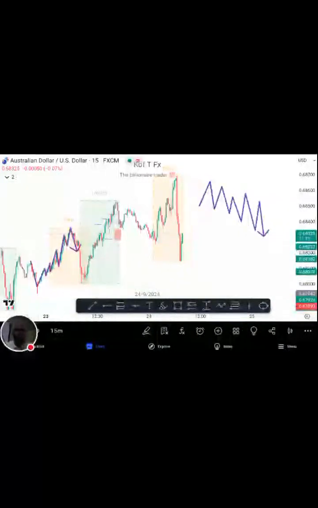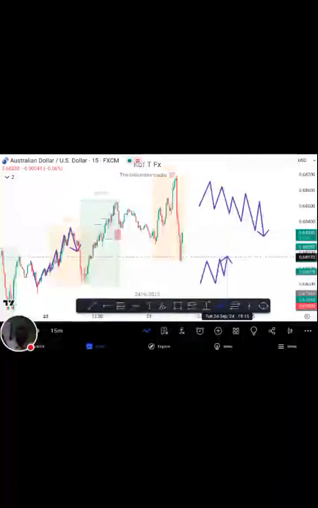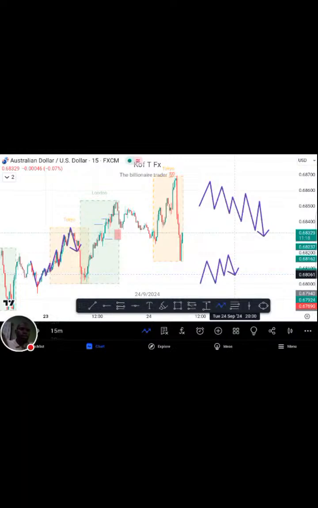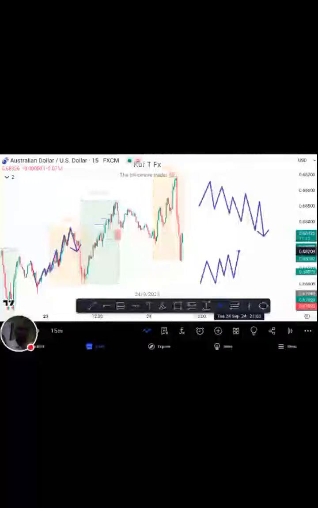For a buy setup, I'm expecting something like this. Then we have one break of structure, pull back, another break of structure, making two break of structure, then taking out the low of the second break of structure. Then we have our third break of structure. This must happen before London session.